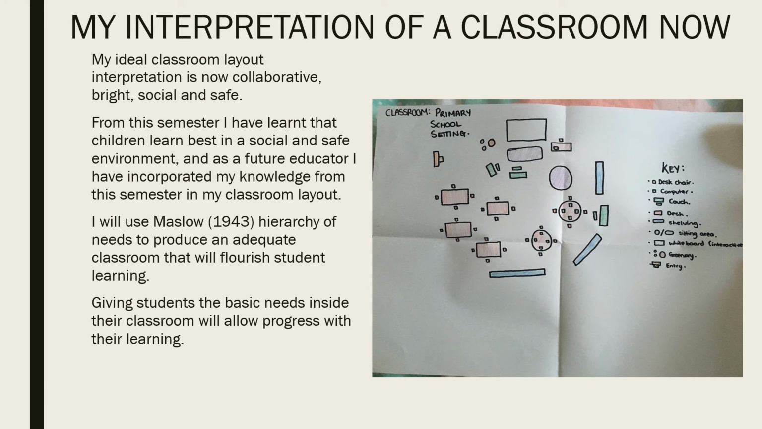So my interpretation of the classroom is to actually have a collaborative, bright, social, safe environment for the children to flourish learning in. So from the semester, I've actually learnt that it's important to have different spaces and also try and interpret Maslow's hierarchy of needs to produce an adequate classroom that would flourish student learning.